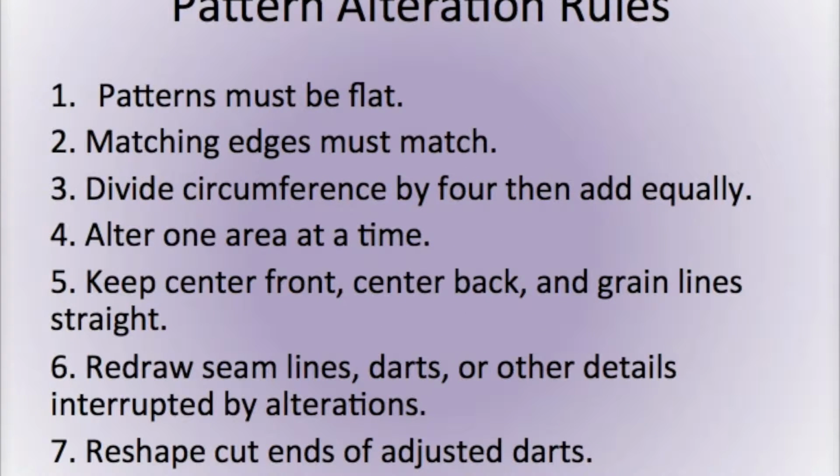There are a few things you must keep in mind while altering patterns. Rule number 1, patterns must be flat. Rule number 2, matching edges must match. Rule number 3, divide circumference by 4, then add equally to the side seams. Number 4, alter one area at a time. 5, keep center front, center back, and grain line straight. 6, redraw seam lines, darts, or other details interrupted by the alterations. And finally, 7, reshape cut ends of adjusted darts.